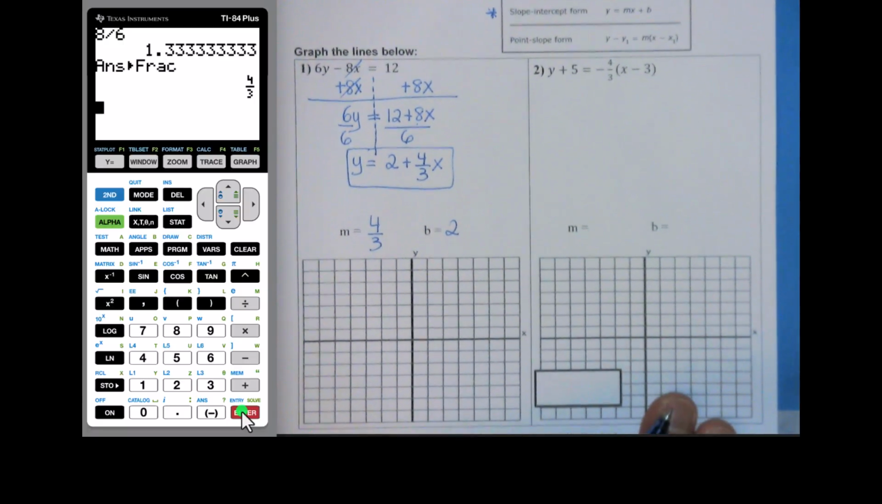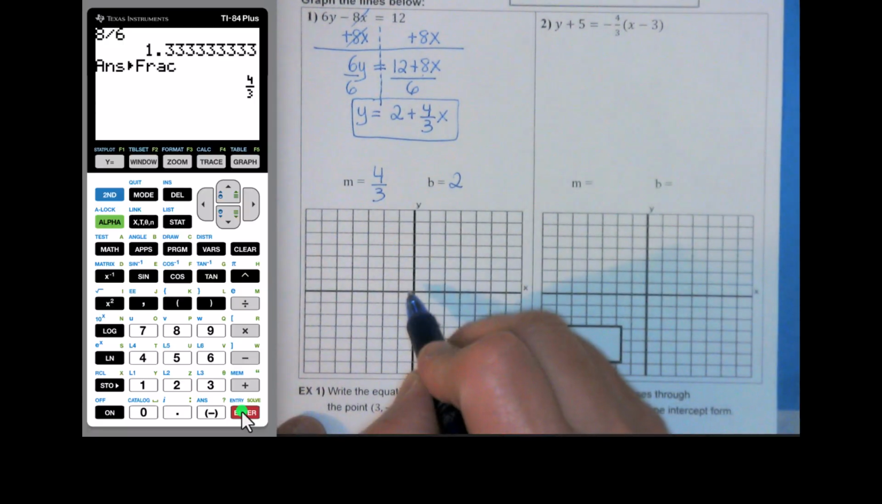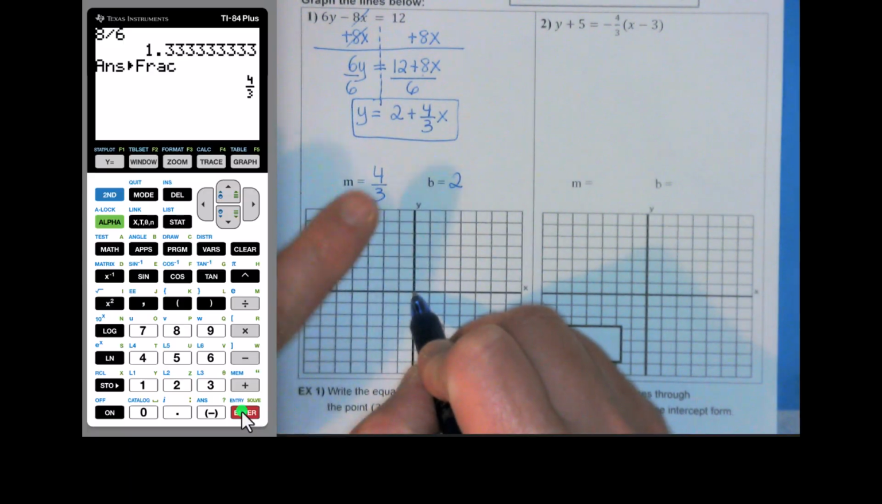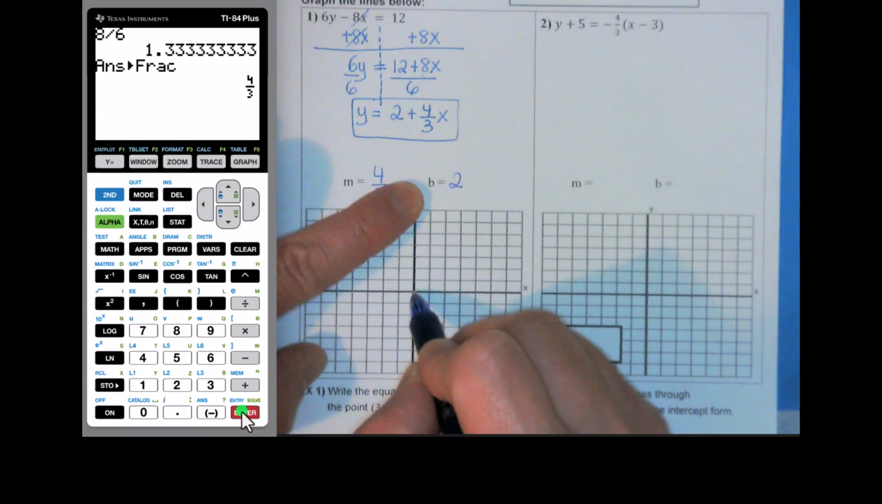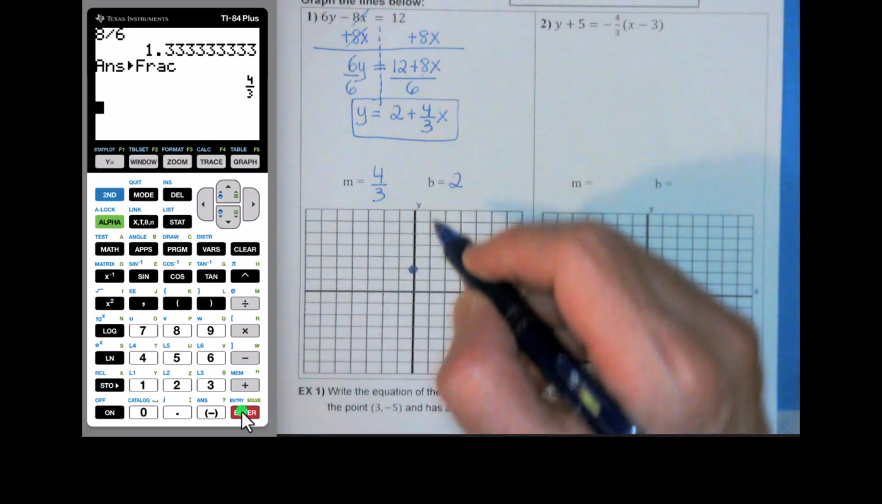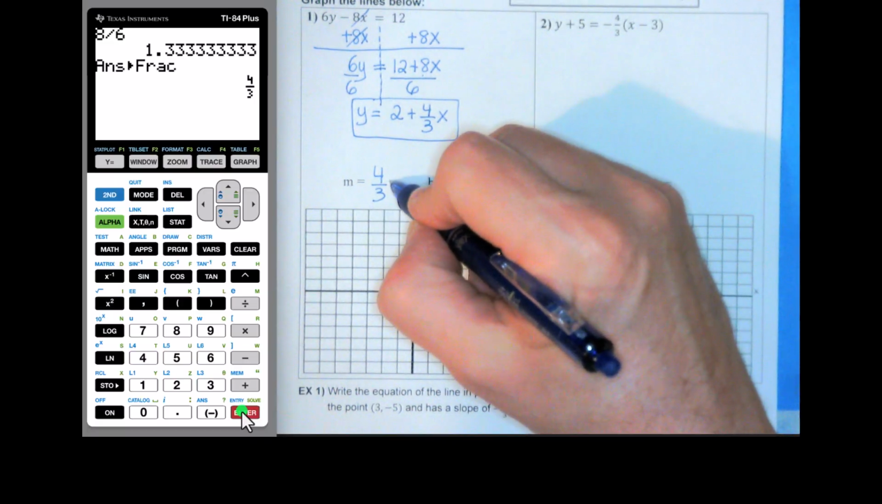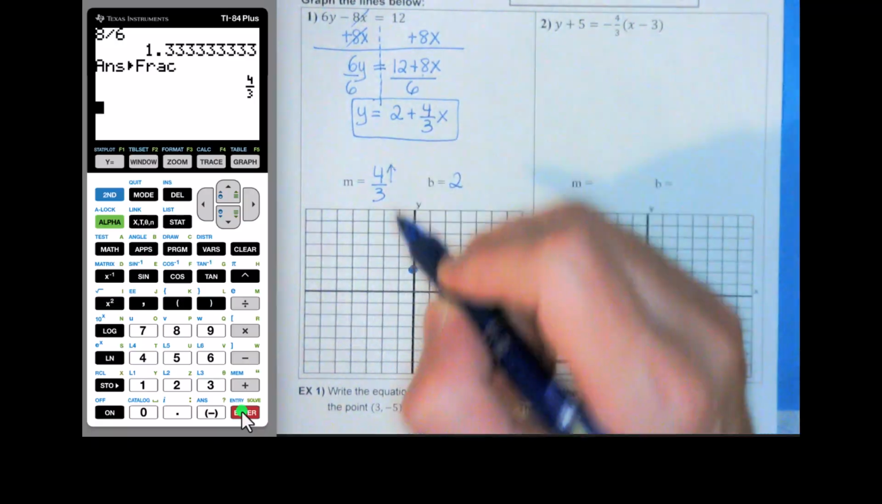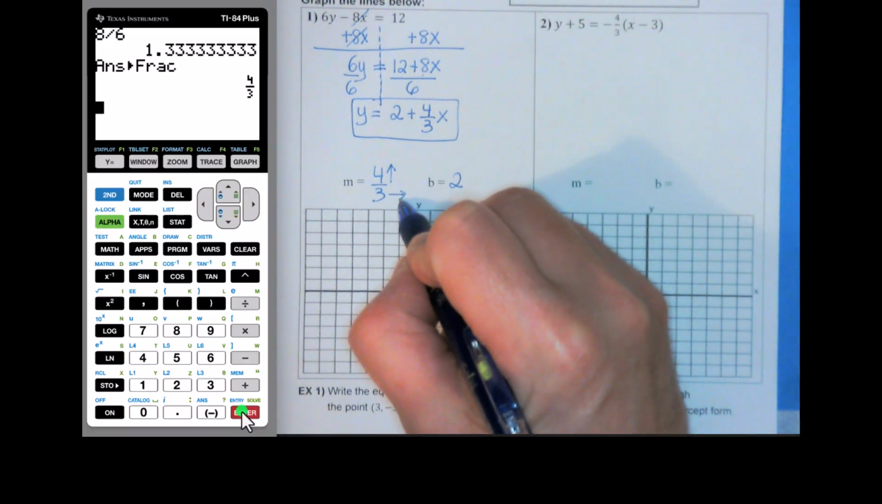Now that I have these two pieces of information, I can graph my line. Remember, I always start at the y-intercept, so it's going to be a point on this line right here. Since it's positive, I go up 1, 2, and make my first point. Now I look at the slope. The slope is positive, so I'm going to go up, and I always go to the right first.